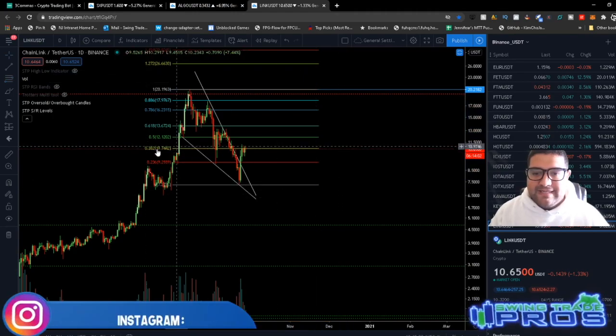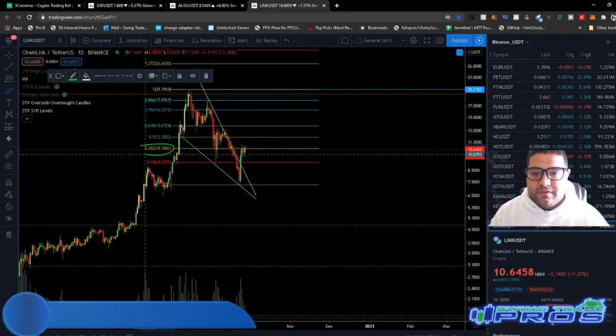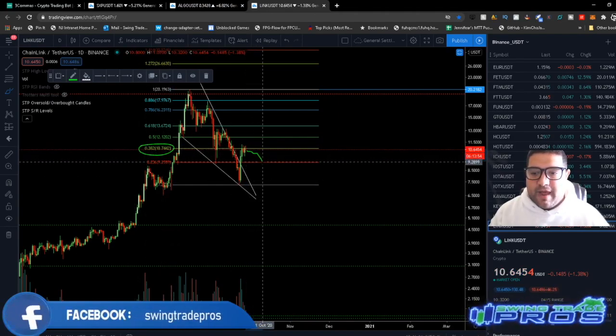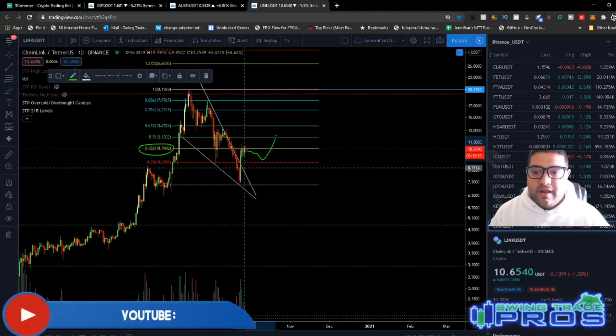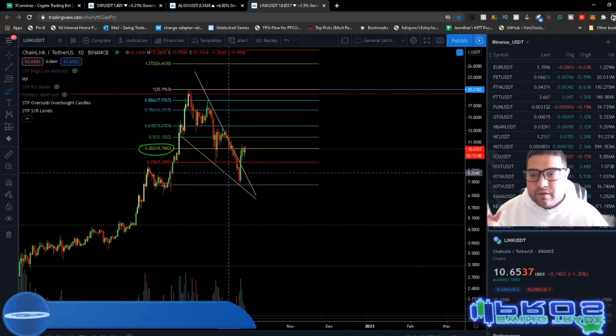And what do you know? We got exactly to this 382 fib extension, which is exactly where I had the trade setup posted to. Now, we could just consolidate here and maybe come back down and then make another leg up, right? But this trade was just to get to the 382 fib extension, which is exactly where we got to.